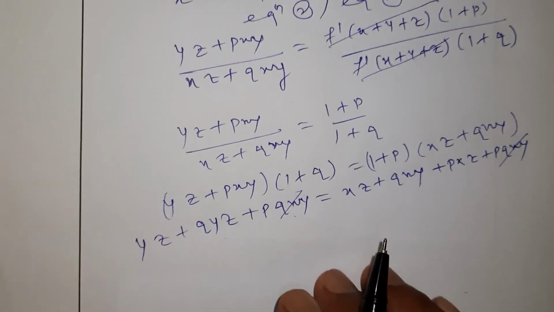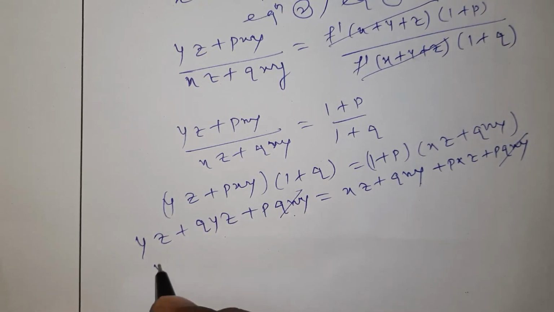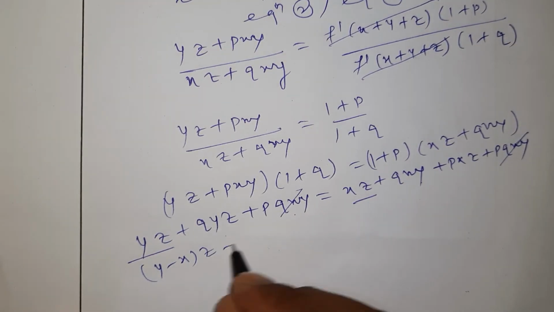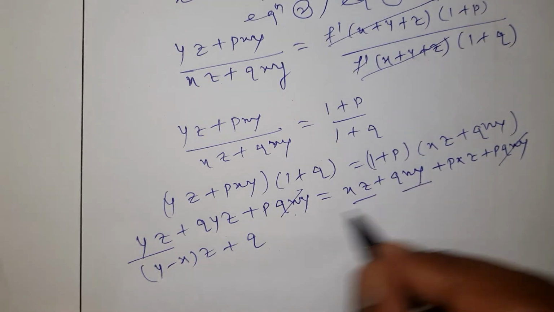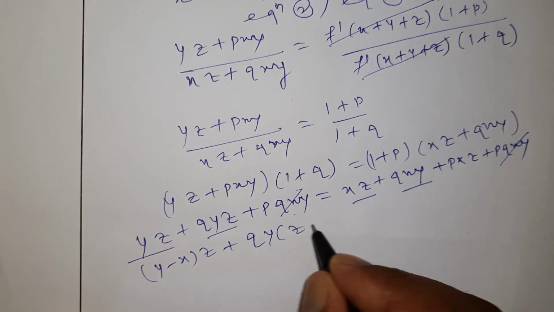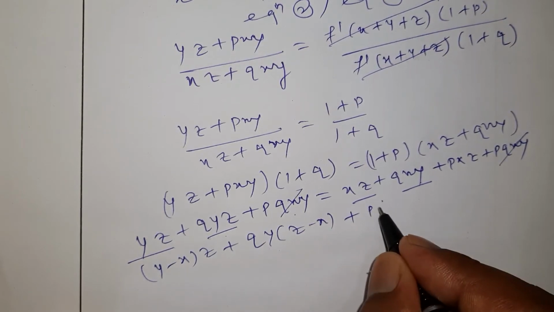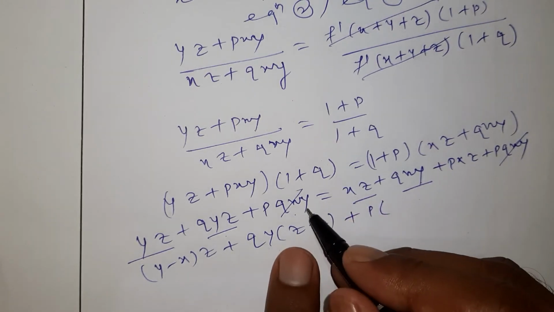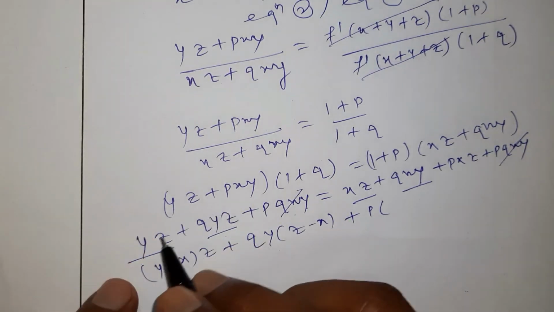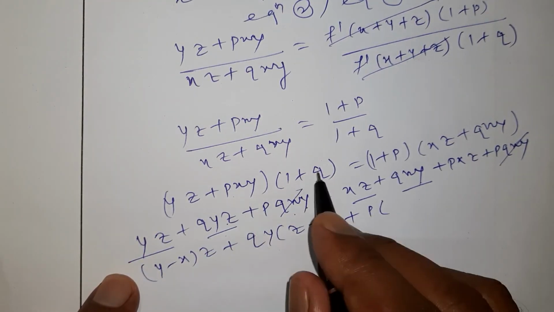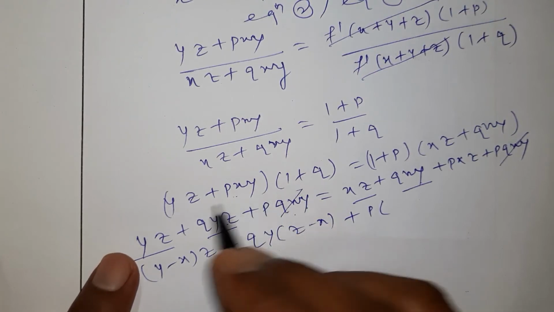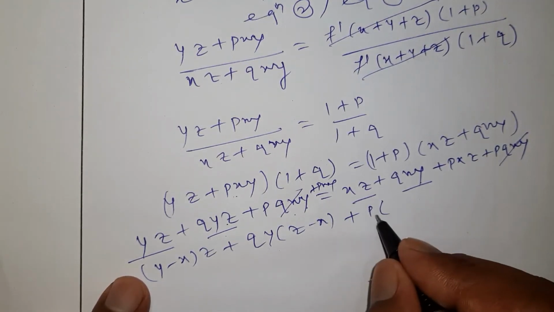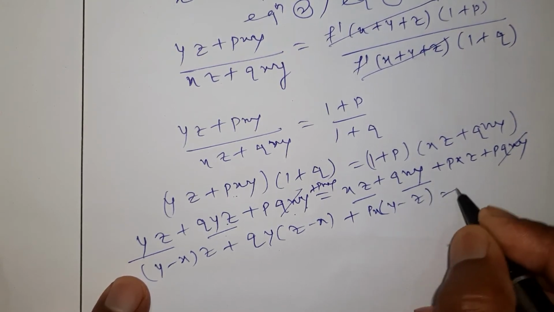You can collect the coefficients of x and y. No problem here. I get (y minus x) into z, see here, these two terms. Then q into (y into z minus x) in bracket, plus p. You can collect the terms of pxy. One term remains as it is, which is pxy. I forgot to write that pxy. So here px into (y minus z) is equal to 0.